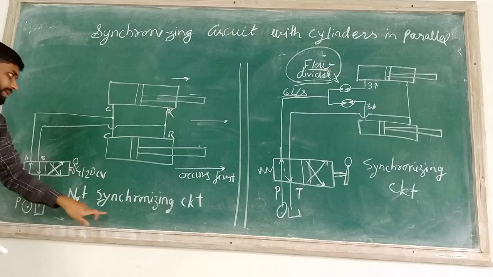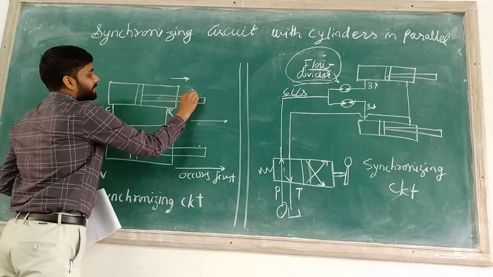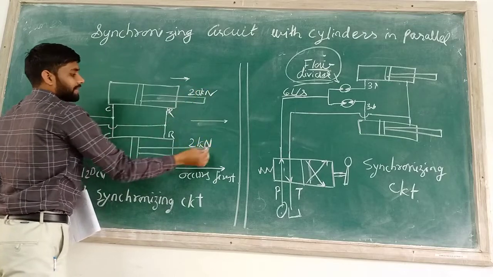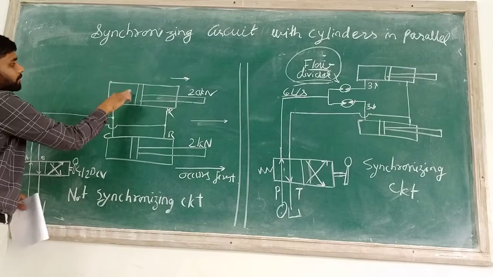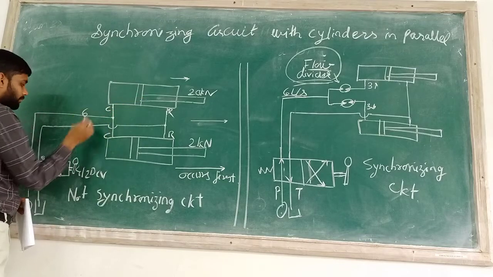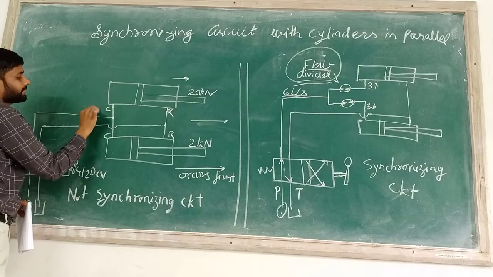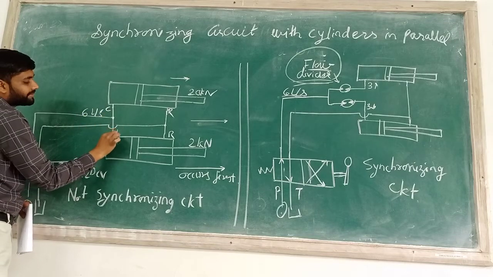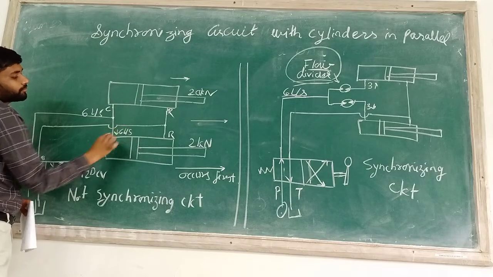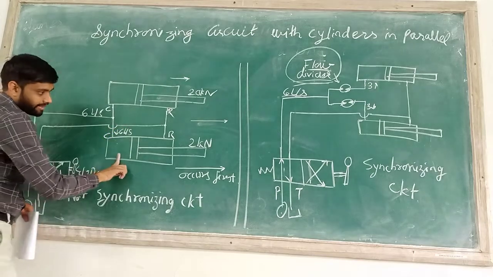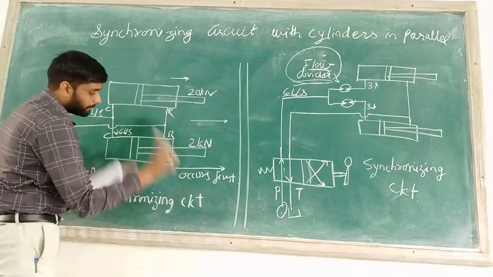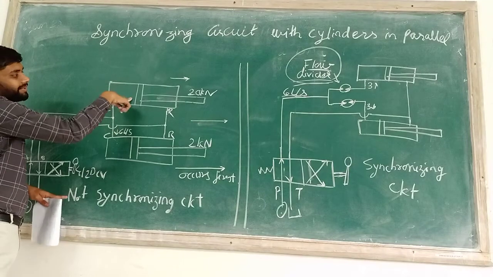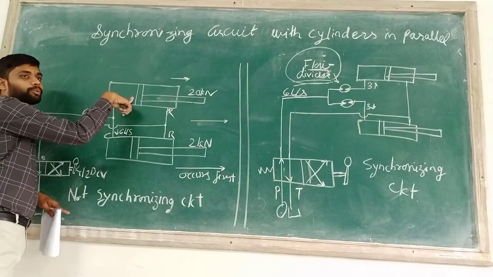Here it is not a synchronizing circuit, because when one cylinder has more load than the other cylinder, then because of this high load, all the flow, suppose the pump is delivering 6 liters per second, all the 6 liters will move out to this cylinder 1, because there is no flow divider present. And when cylinder 1 completely extends, after its complete extension, the flow is sent to cylinder number 2.